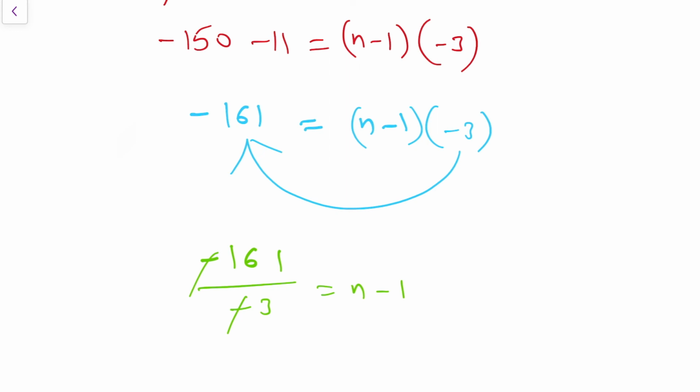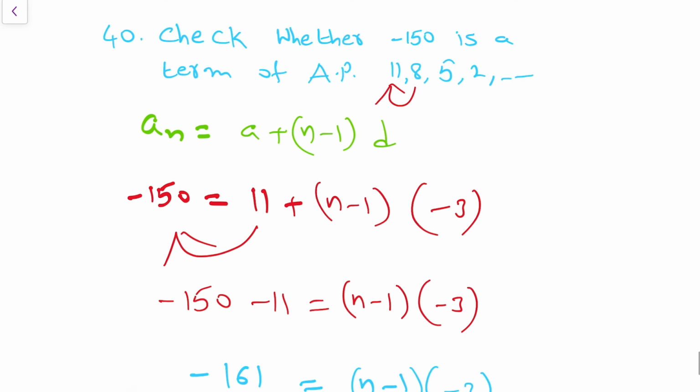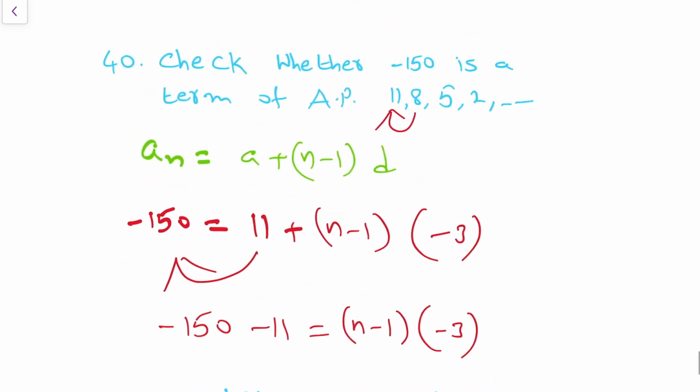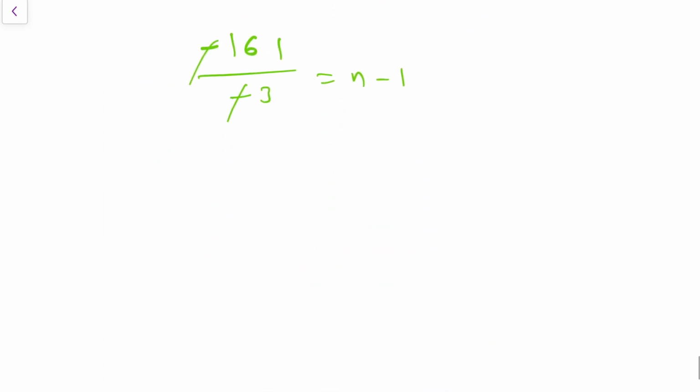So if it is not coming, we can say that the given number, minus 150, won't be there in the given progression, because we say first term, second term n equals 2, third term n equals 3, 10th term n equals 10, but we cannot say 1.2th term, 1.3rd term, 1.4th term. We cannot say like this. Only natural numbers will be terms. So in this case 3 and 161 are not at all divisible. If we write it, we will get some decimal point. Decimal points are not acceptable as terms. So I can say clearly now that minus 150 is not a term in the given arithmetic progression.